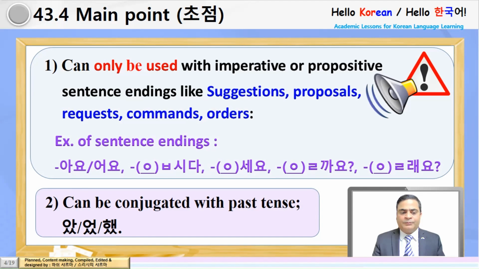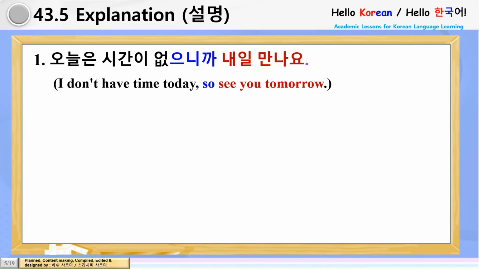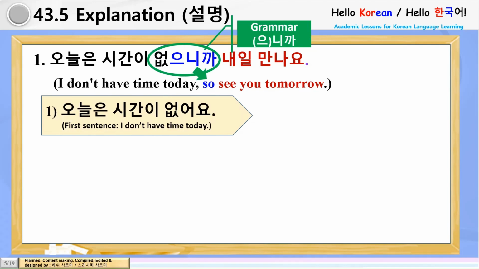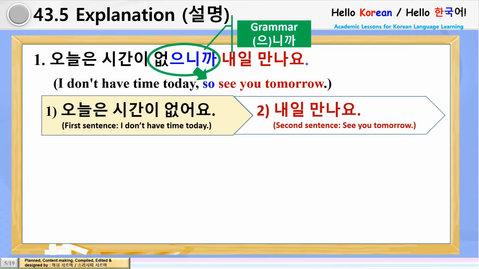Let's move to the next point now. Now, coming to the explanation, see here first sentence, 오늘은 시간이 없으니까 내일 만나요. I don't have time today, so see you tomorrow. If we see, this sentence is made of two separate sentences. How? First, see the -(으)니까 grammar with 없다. And now, let's do the analysis of this sentence. First sentence is 오늘은 시간이 없어요. Second sentence, 내일 만나요. How can we use grammar -(으)니까?